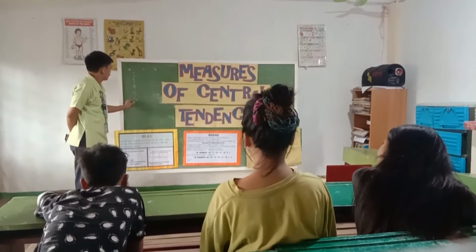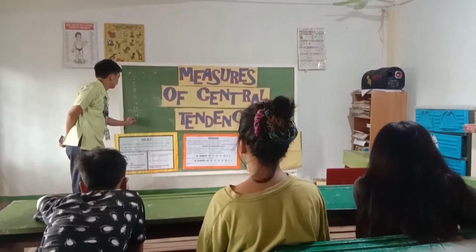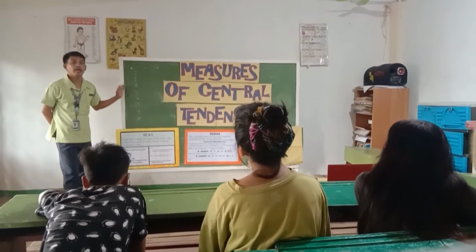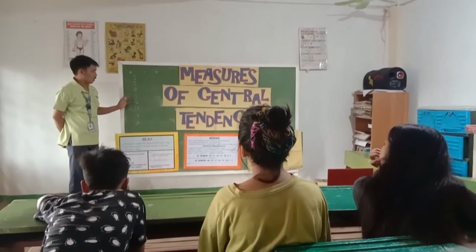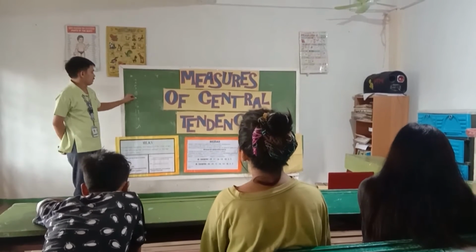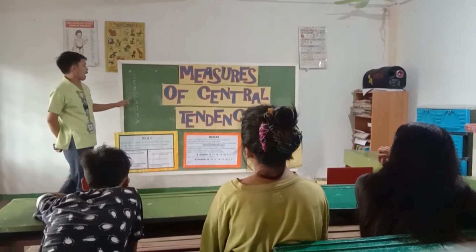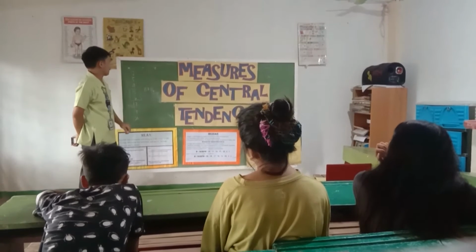16, 17, 19, 30. So, in this given set, we have even data. We have no middle. What we are going to do is to add the middle values, which are 15 and 16. So, if we are going to add 15 plus 16, what is the answer?